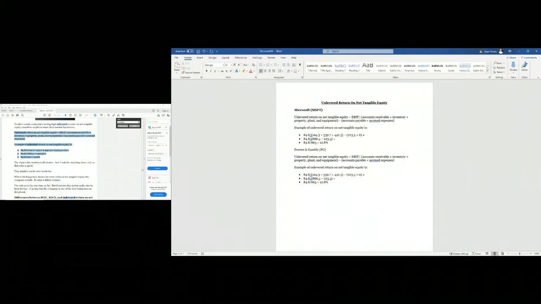Okay, so in the last video, I combined those into two parts. I told you what unlevered return on net tangible equity is and why it's important. And in the other two parts of this series, we covered ROIC and ROCE: what they are, why they're important, how to calculate them in a basic way, and how to calculate them in an advanced way. Today, we're going to calculate unlevered return on net tangible equity, which you can see here, and we're going to continue with the two companies we've been talking about this whole time as well.